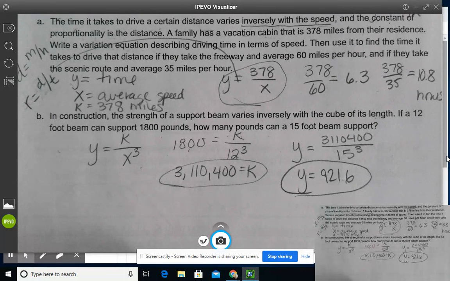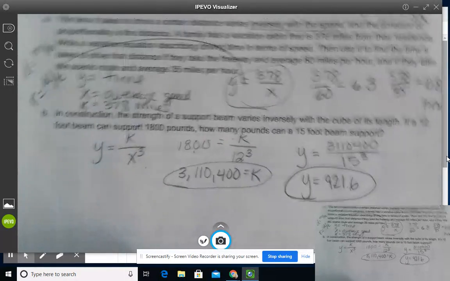Just to throw it out there, I don't think I put any of the direct variation ones on here. I think they're all proportions. But at least we talked about it. Questions before I pass this out?